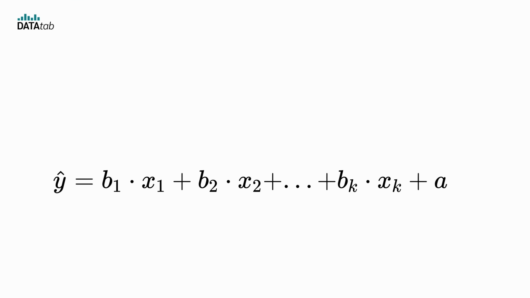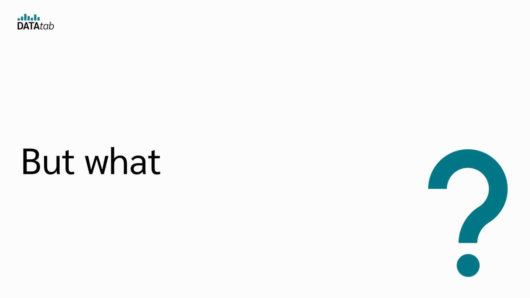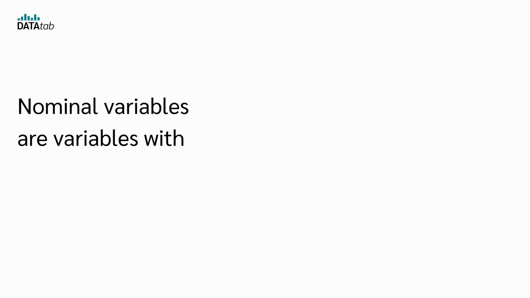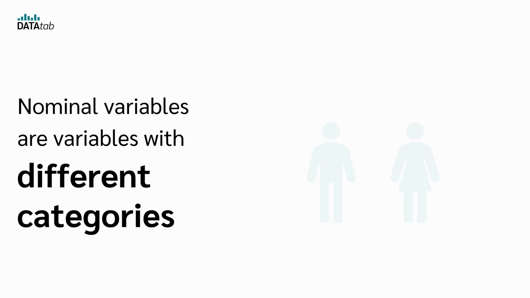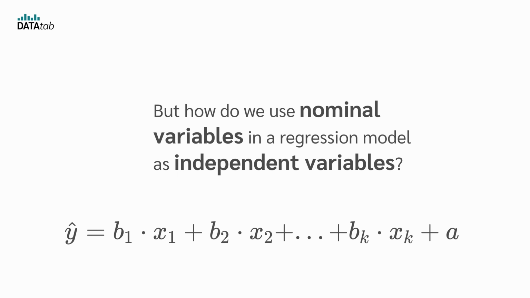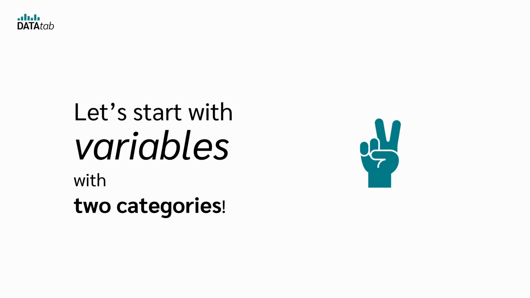Earlier in this video, I mentioned that independent variables in regression analysis can be nominal. Okay, but what are nominal variables? Nominal variables are variables with different categories like gender with male and female or vehicle type. But how do we use nominal variables in a regression model as independent variables? Let's keep things simple. Let's start with variables with two categories.